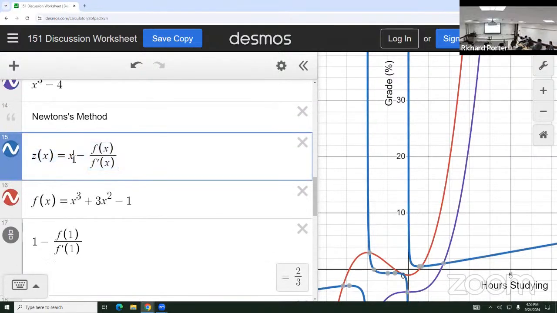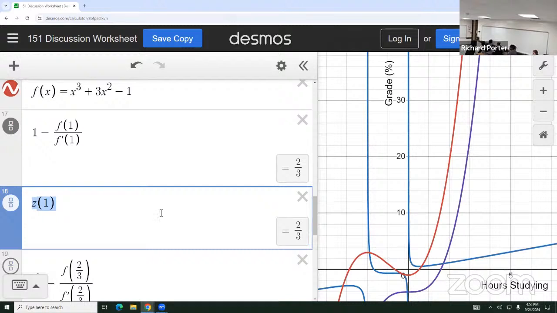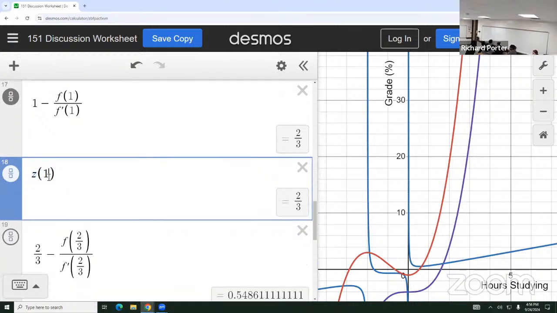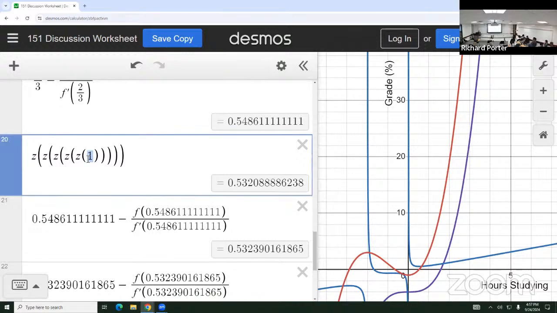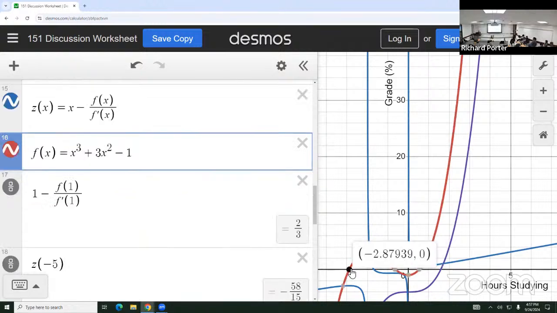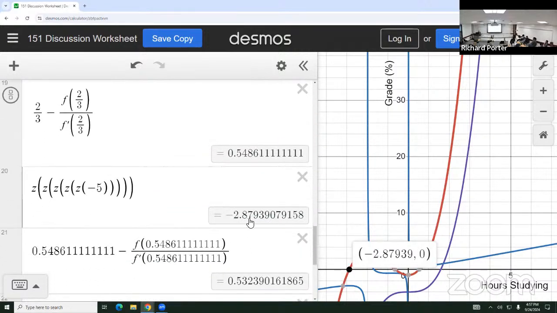And by the way, this formula is given to you on the formula sheet, but not the function. If you create the function z out of that formula, you just put the guess in, whatever guess they tell you to put in there, just put it in z of 1. That gives you whatever their guess is. Suppose they want the other answer, z of -5. Okay, I can just put -5 in here and I'll get the answer. So that's another 0, -2.879. That must be this one here, -2.87939079158.